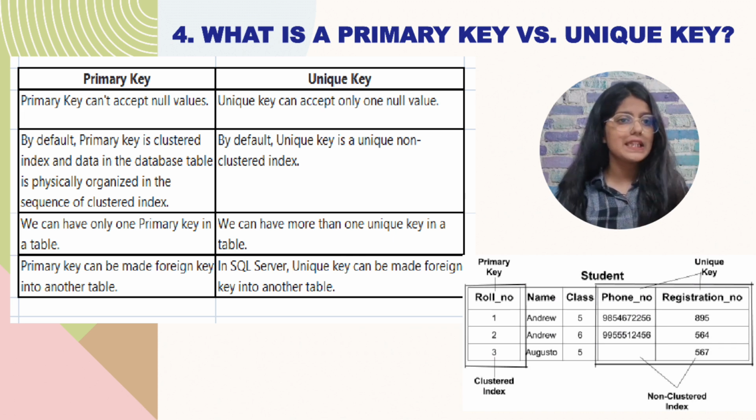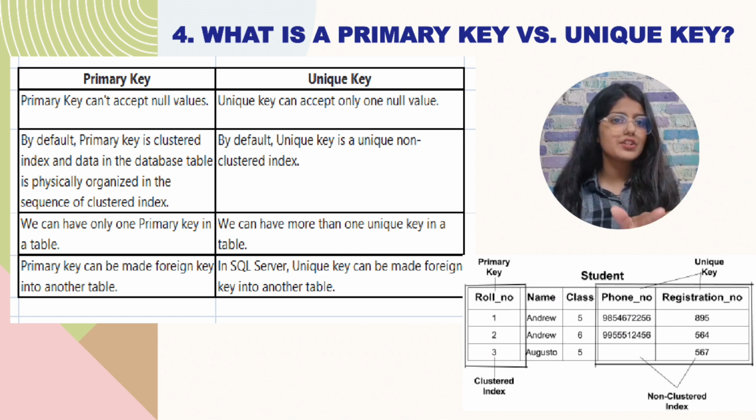primary key. You can see in the example here a table of students consisting of 5 columns: roll number, name, class, phone number and registration number. Roll number is the primary key, whereas phone number and registration number are unique keys, which also uniquely identify the student, but a table can have multiple unique keys, whereas the primary key column is single, which is the roll number. So this is the main difference between primary key and unique key. So let's go to the next question.